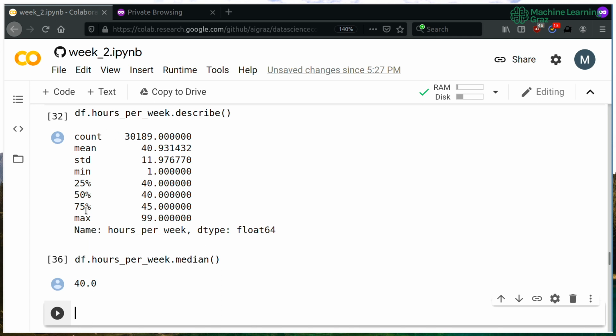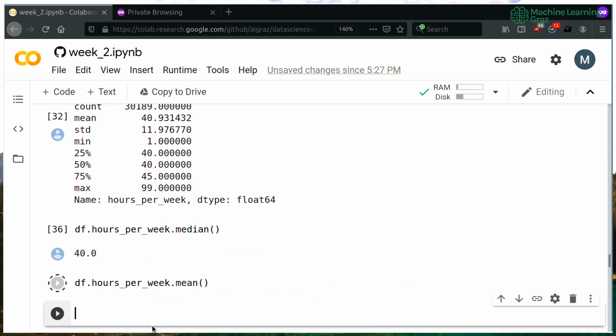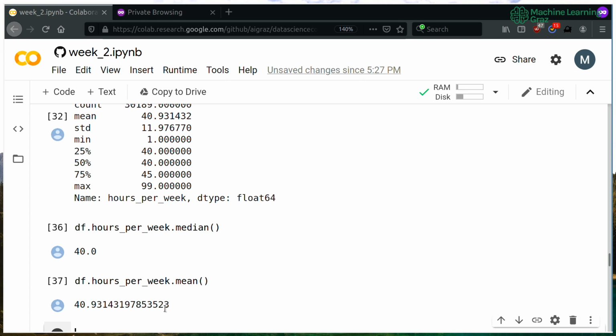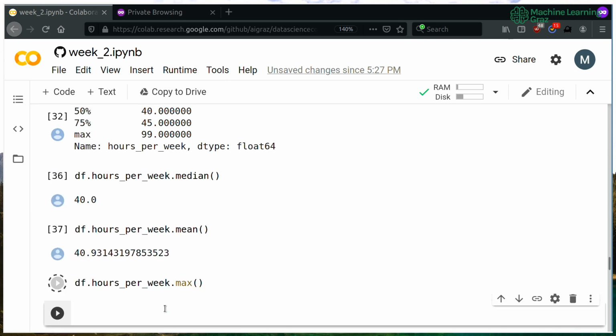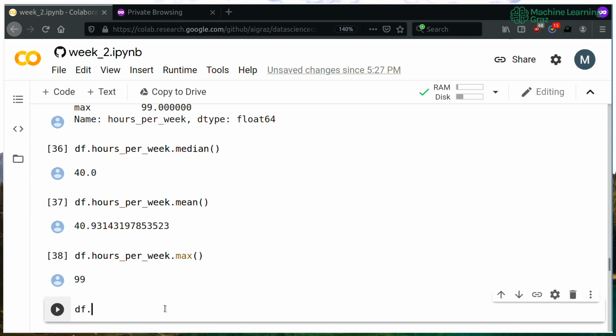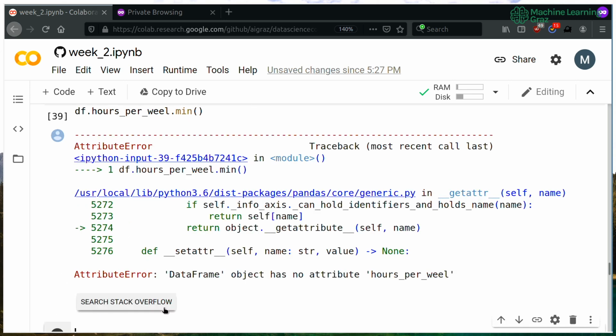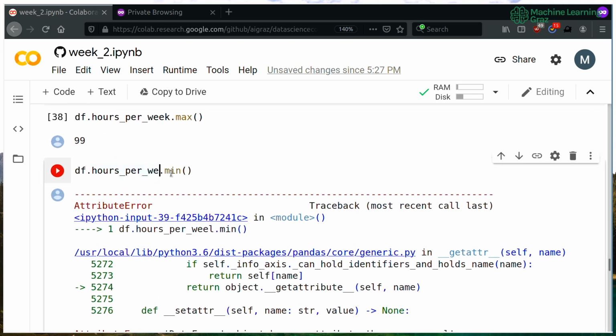All of these functions can be accessed exactly like this. So if I want just the median, the function would be dot median. If I want the average, I would write dot mean, and this would return the mean. What if I want the max? Well, you guessed it. It's dot max. So we write it here, hours per week, dot max. What about the minimum? Well, you guessed it, df hours per week dot min.